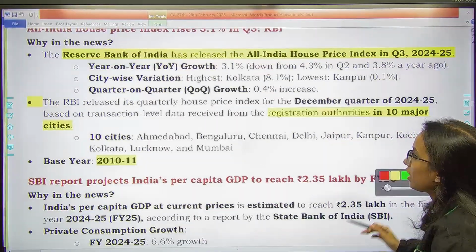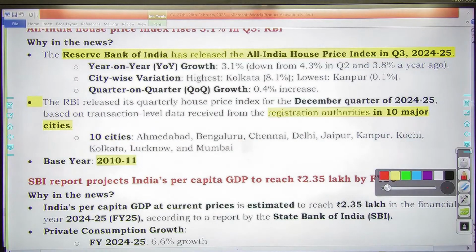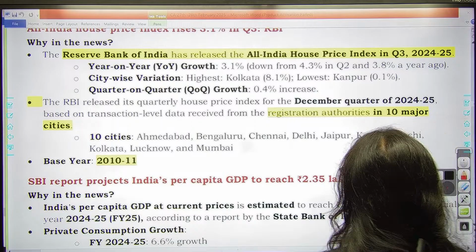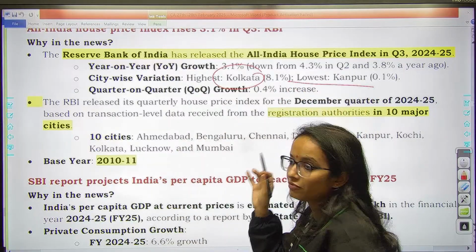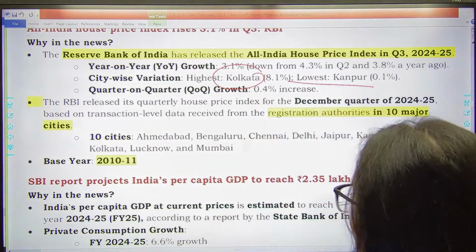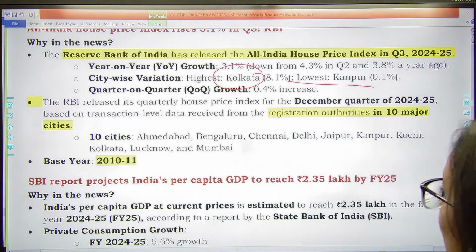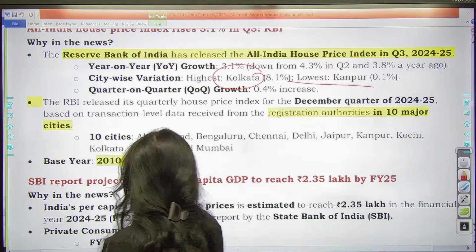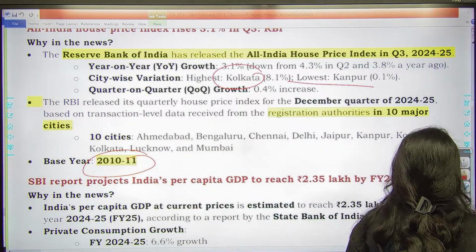Then next one you have is RBI has recently released the All India House Price Index Q3 24-25. Okay, it shows a growth of 3.1% year on year basis. सिटी वाइज वेरिएशन हम देखें, मैक्सिमम जो है कोलकाता में राइज हुआ है, लोएस्ट कानपुर. Okay, what is the base year of this housing price index? Remember 2010-11. Base year क्या है housing price index का? 2010-11.